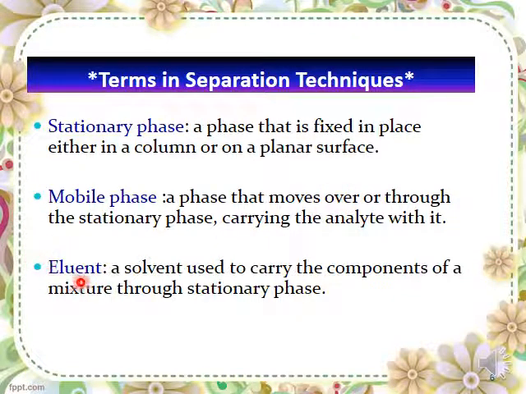So the third term is eluent. Eluent is a solvent used to carry the components of a mixture through the stationary phase. In another word, eluent is the mobile phase.